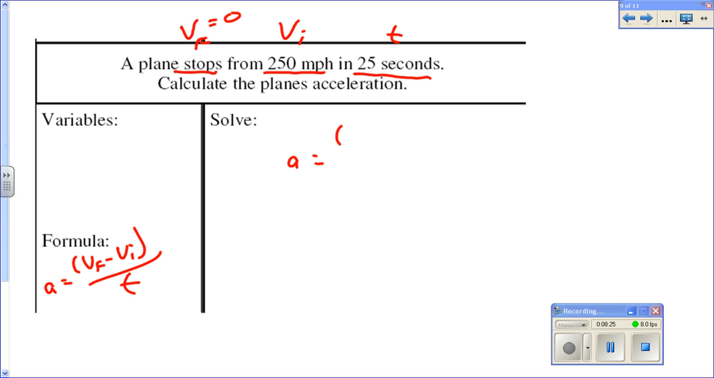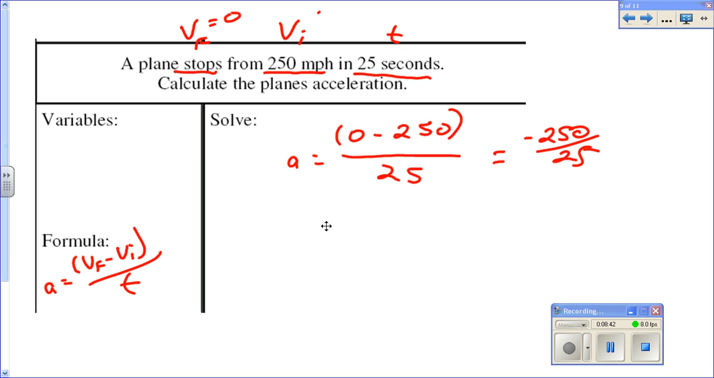A equals 0 minus 250. Notice how we label them. VI goes second. If we're stopping, shouldn't we be slowing down, or decelerating? So what we have is negative 250 over 25, and that's going to be negative 10 meters per second squared. Notice that the 2 goes right next to the S. It doesn't go out on top or anything like that. It's the seconds that are squared, not the whole thing. Another way to write it is meters per second per second. You'll see that every once in a while.